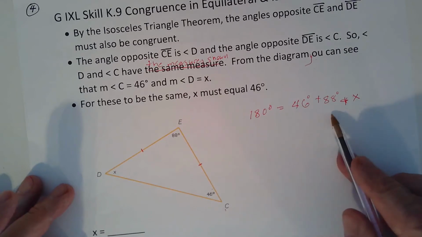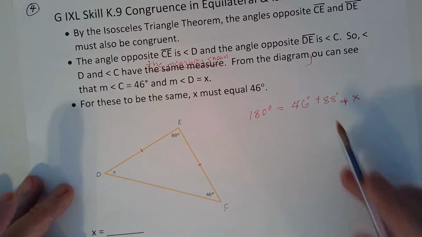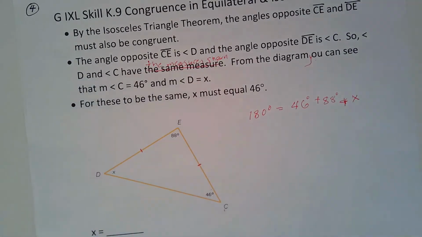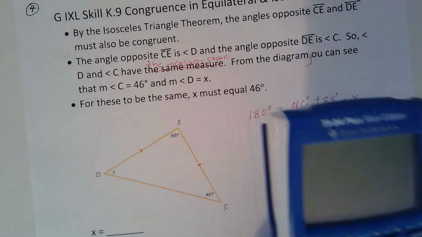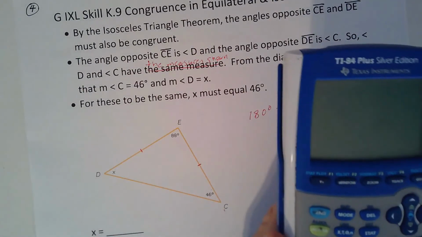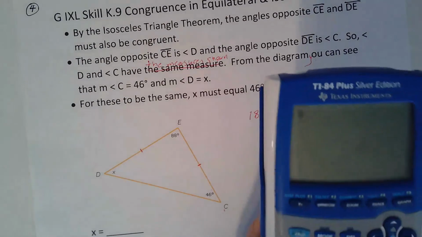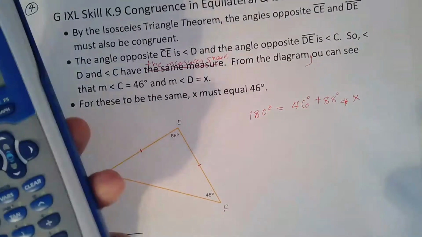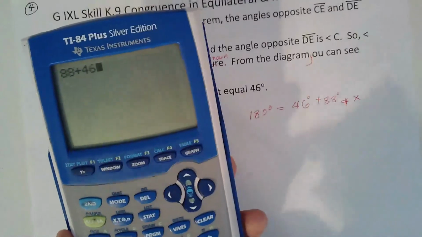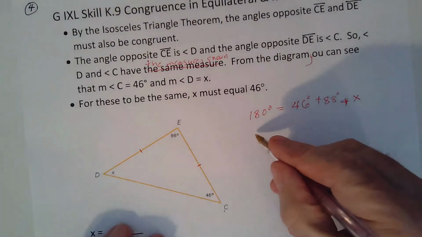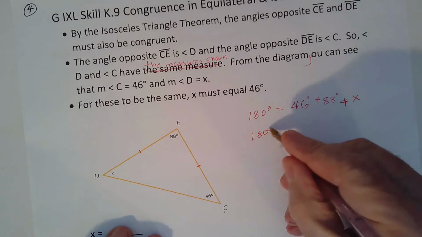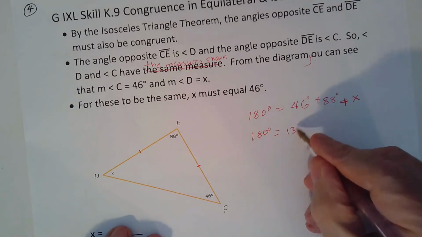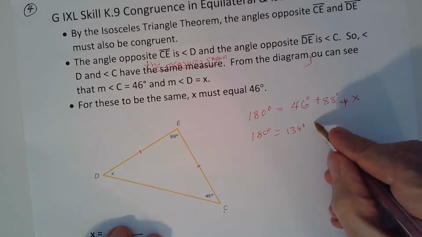we combine like terms. So 88 and 46, using our calculator makes it easier if we do that. So 88 plus 46. You add those up and you get 134 degrees. So 180 degrees equals 134 degrees plus X.